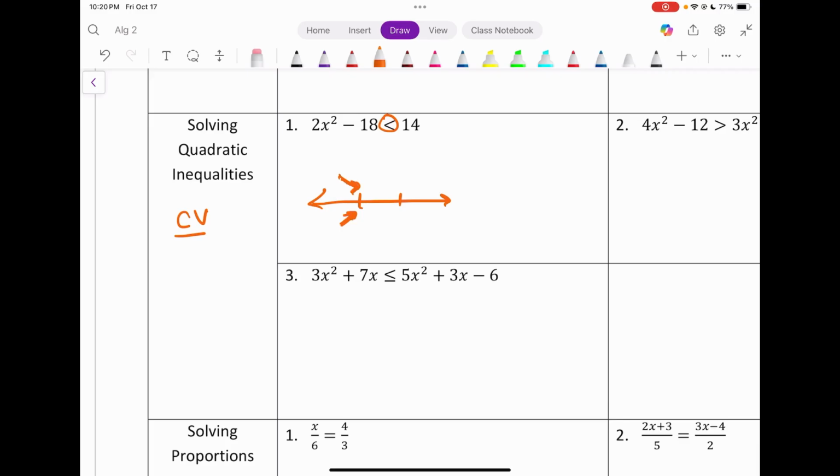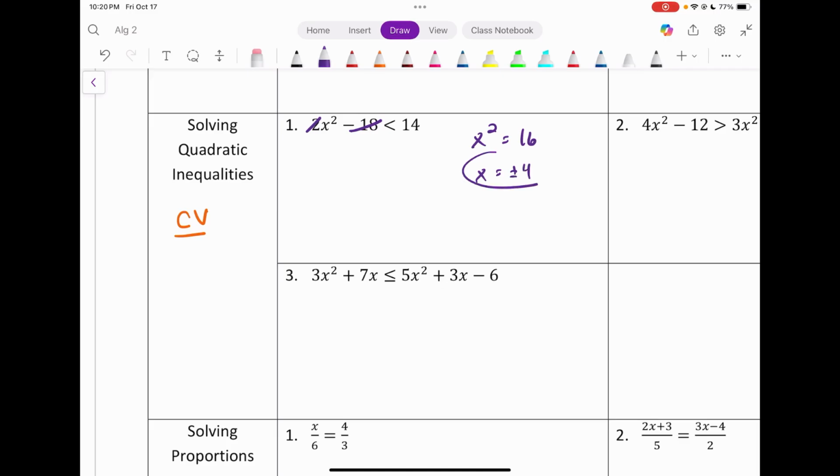So before we start this problem, we're going to find what we call our critical values. To find our critical values, we're going to set this equal and solve it that way. So disregard the less than to begin with. We're going to move minus 18 by adding 18. We're going to move times 2 by dividing by 2. It gives me x squared equals 16. To get rid of a square, we do plus and minus the square root.